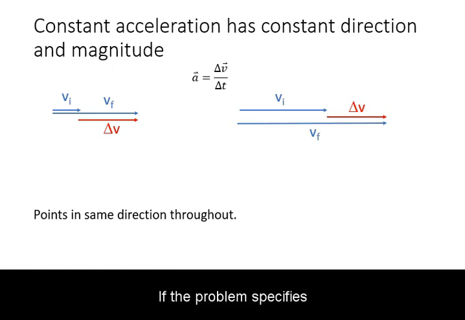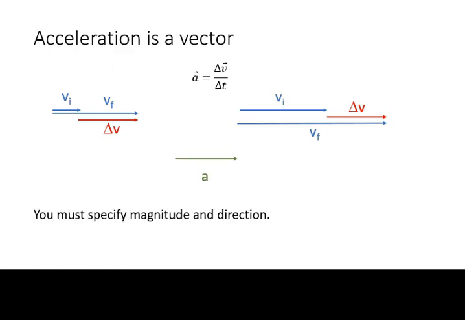If the problem specifies constant acceleration, then through any time interval, the change in velocity must be the same. This includes the direction as well. The direction of acceleration always points in the direction of the change in velocity.